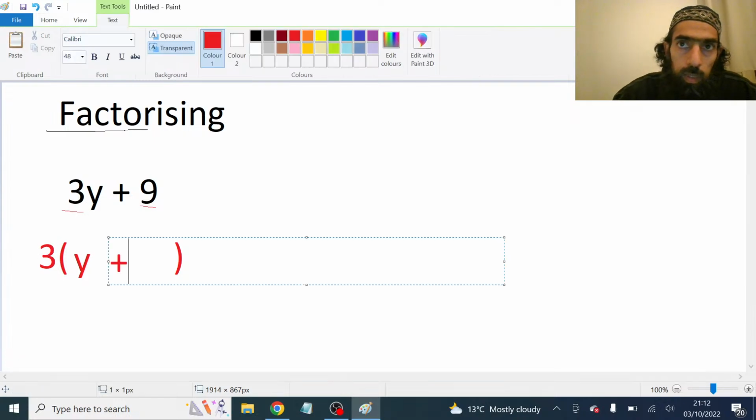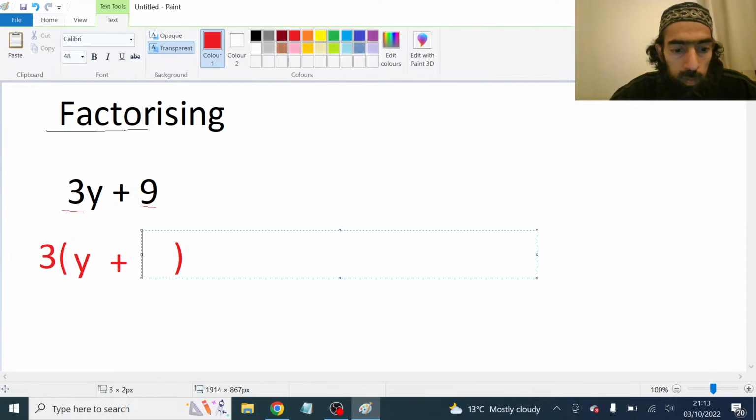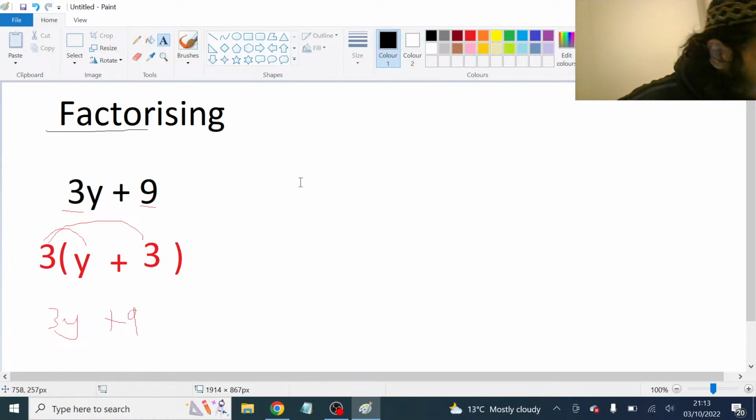And then you do a similar thing for the next one. So you're thinking 3 is a factor of 9. 3 times what gives me 9, and that would be 3. You can check by expanding out. 3 times y is 3y. And 3 times the 3 is 9. So that gives you back what you started with. That's a good way of checking. Let's move on to a slightly harder example.